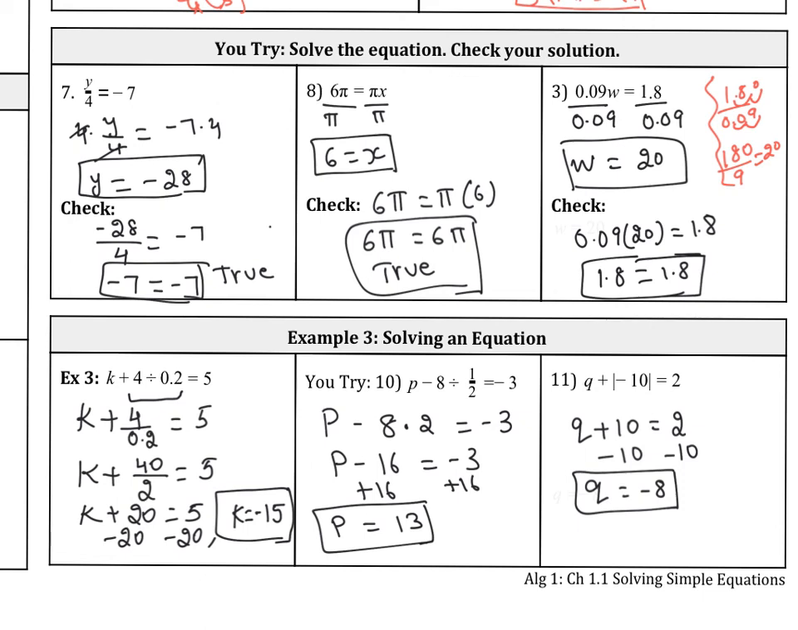Now number 11. The absolute value of negative 10 would be positive 10. Remember we did that in the review section earlier, that any absolute value, whether it's negative or positive, will give you the answer as positive. And you subtract negative 10 from both sides, and Q would be equal to negative 8.